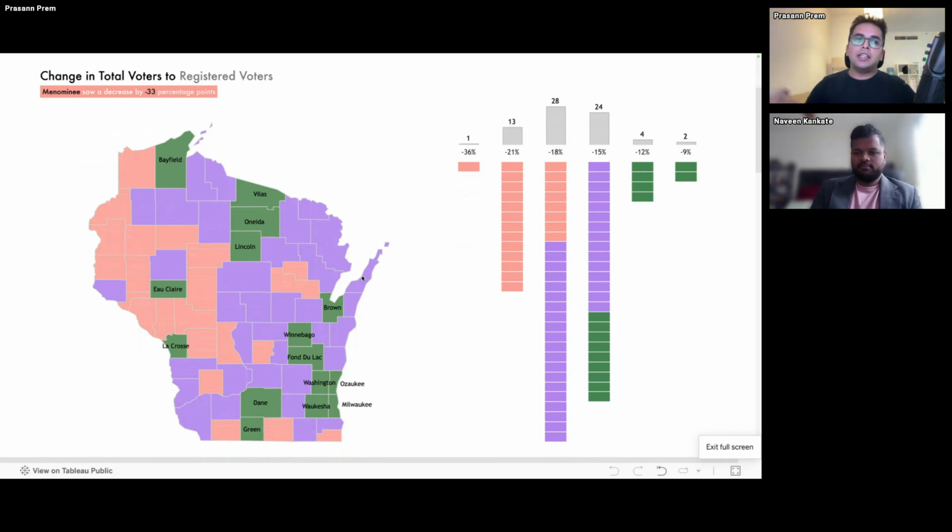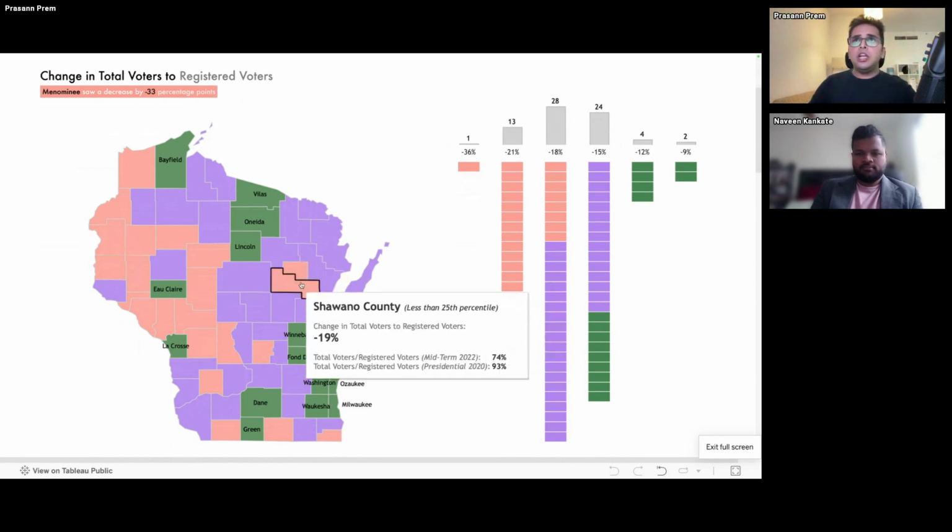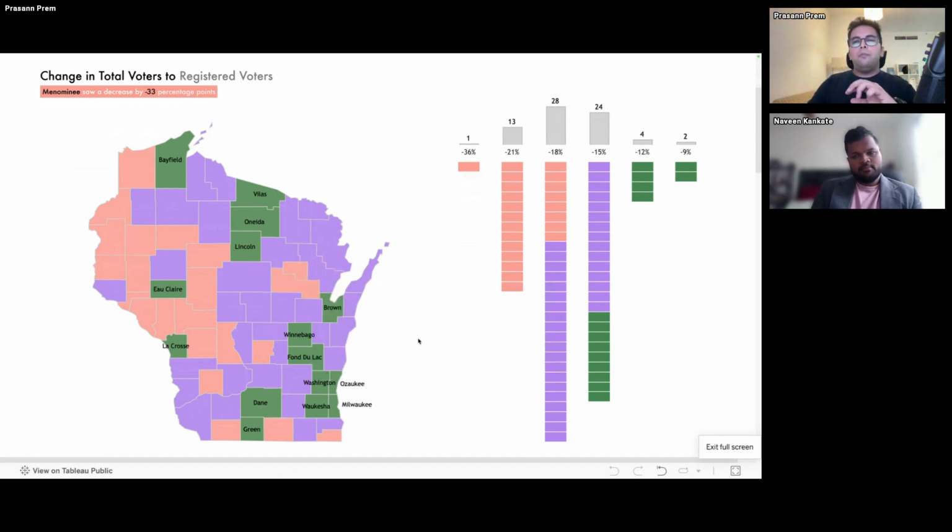So first we are looking at the change in total voters to registered voters ratio. If we look at this whole map, we're looking at so many green, purple, as well as salmon. Right now we have also highlighted the names of all of the counties that are in our 75th percentile. So it looks like we are doing pretty good in all these counties. It has increased. But now, if we look at this right side, it gives us the real picture.